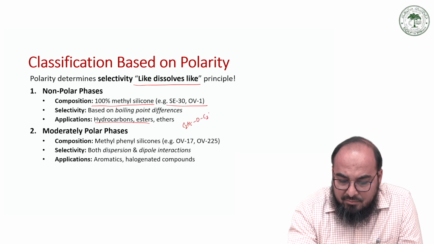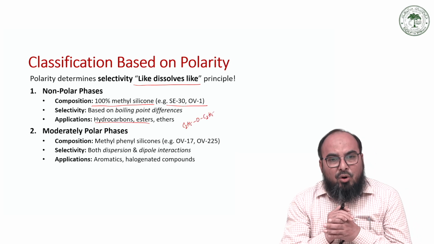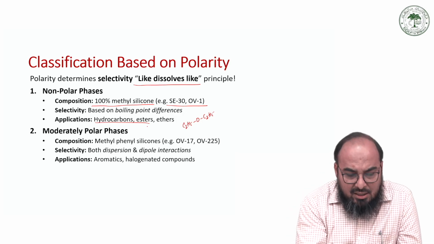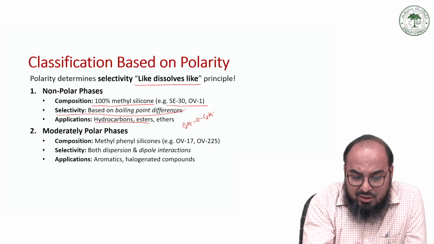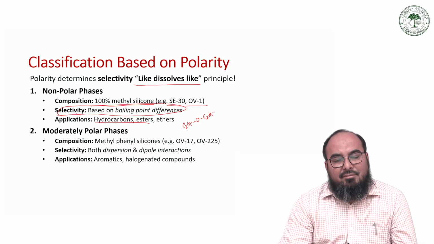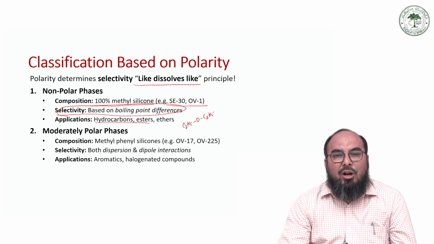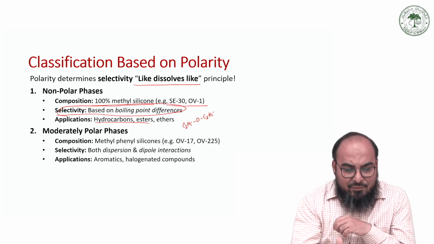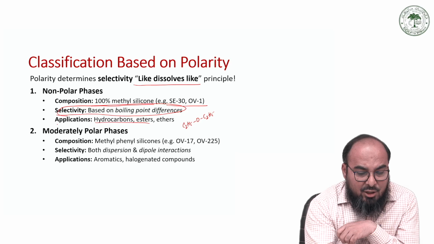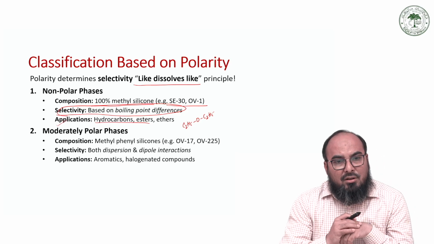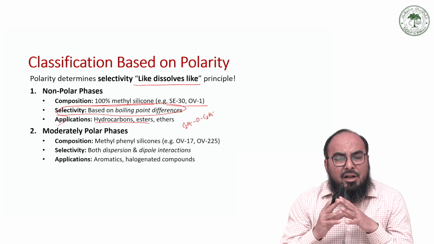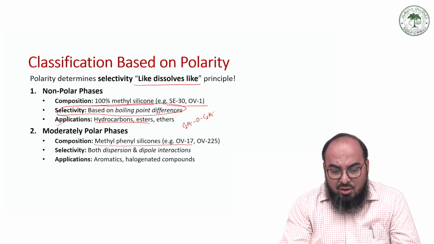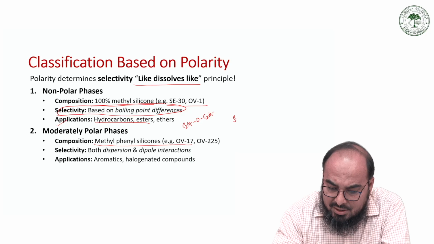Suppose you have to separate these, which are non-polar. Then you can separate on the basis of the difference in the boiling point. There must be a difference in the boiling point. So the selectivity here is the boiling point, because you have chosen the stationary phase and the analyte which is also non-polar. Similarly, if you have a moderately polar phase, for example methyl phenyl silicone, that is called OV17, the one which we have already discussed.